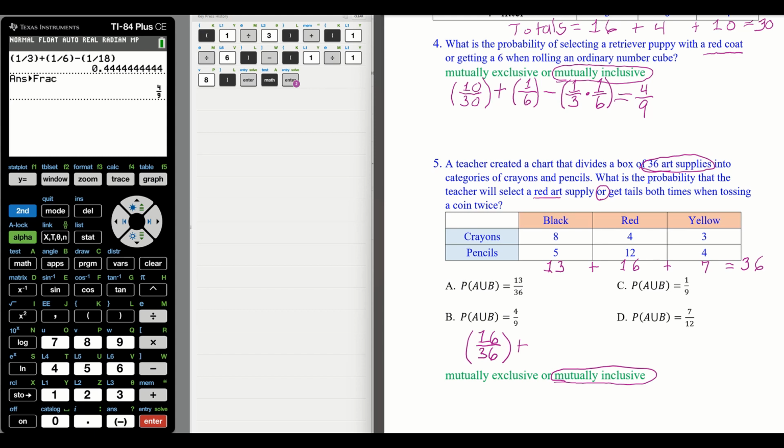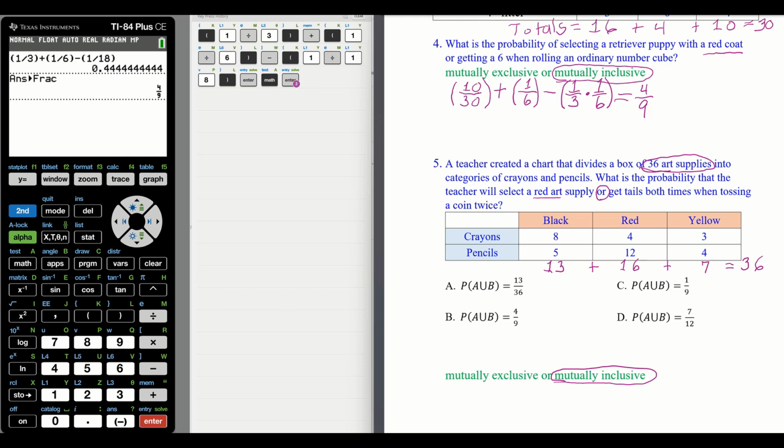Then plus, our next event would be tossing a coin twice, and we know that a coin is 1/2. If we do that twice, we know that we have 1/4. You know what? I'm going to rewrite this. This time I'm going to eliminate those parentheses. Let's see how this turns out.